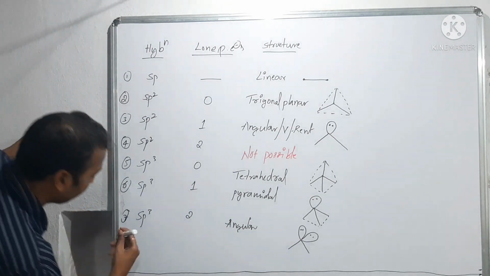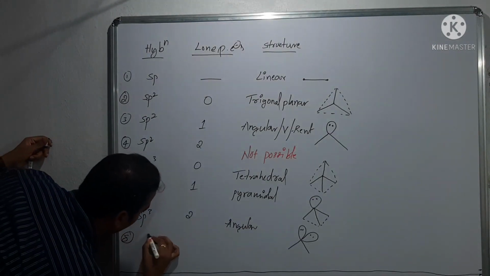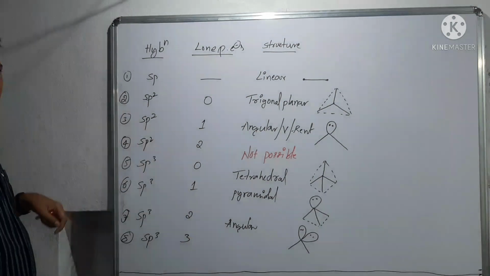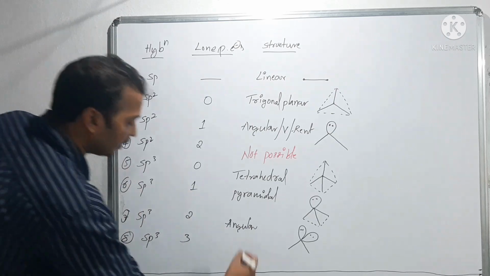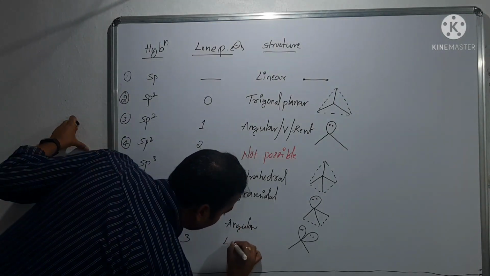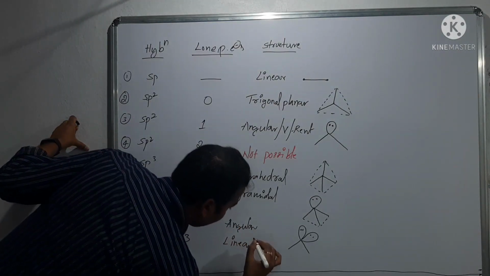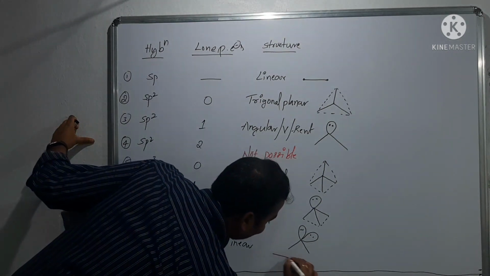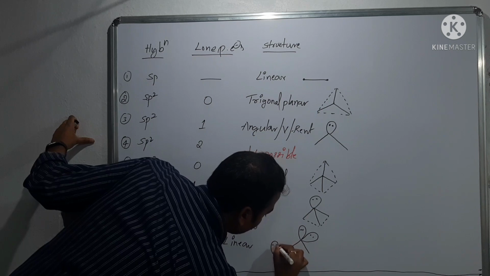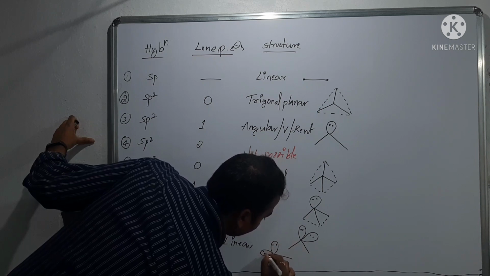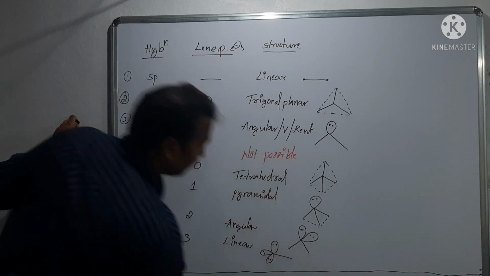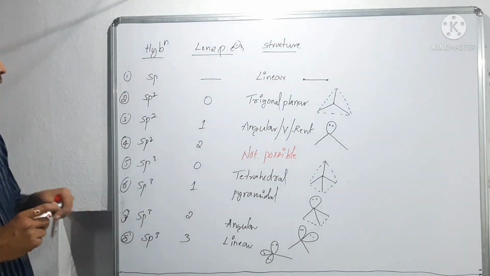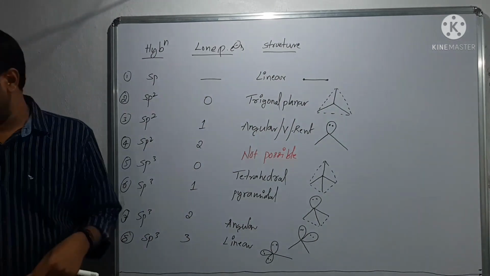And coming to sp3 with three lone pairs of electrons. With three lone pairs of electrons, it generally forms a linear one, where the structure is written like this. This is a linear shaped one. Okay, these are up to sp3.